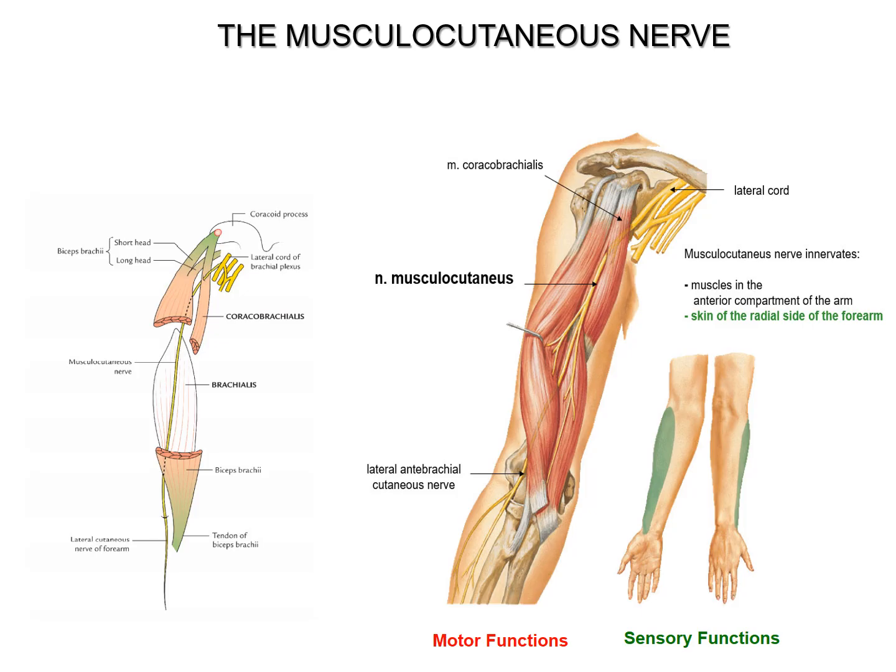It then passes down the arm, anterior to the brachialis muscle, but deep to the biceps, innervating them both. The musculocutaneous nerve emerges laterally to the biceps tendon and continues into the forearm as the lateral cutaneous nerve. It provides sensory innervation to the lateral aspect of the forearm.